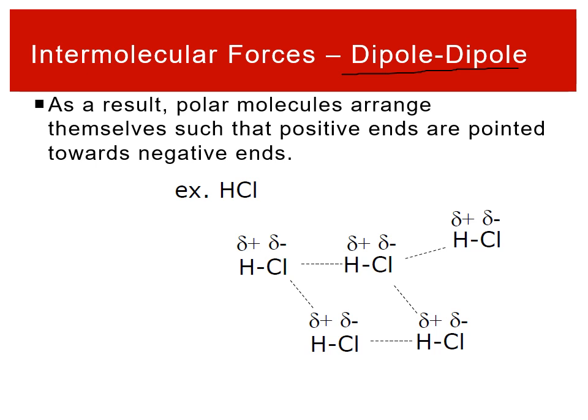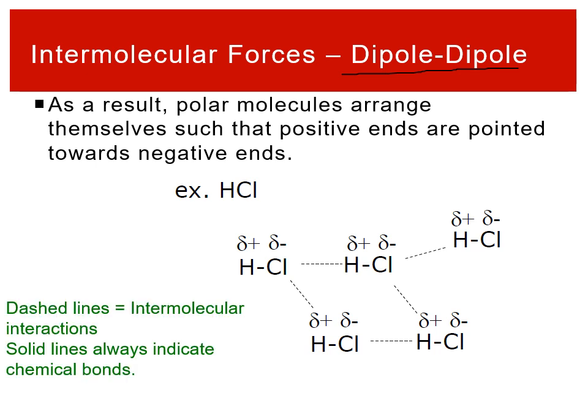The reason it's attractive is that the molecules arrange in such a way that the positive ends point at the negative ends. This is shown here for HCl, which we talked about as being a polar molecule. It's only 2 atoms, and because they're different, it's going to be polar.